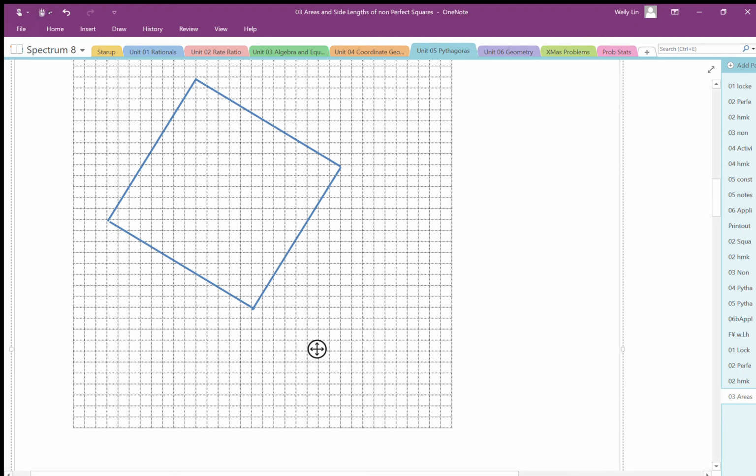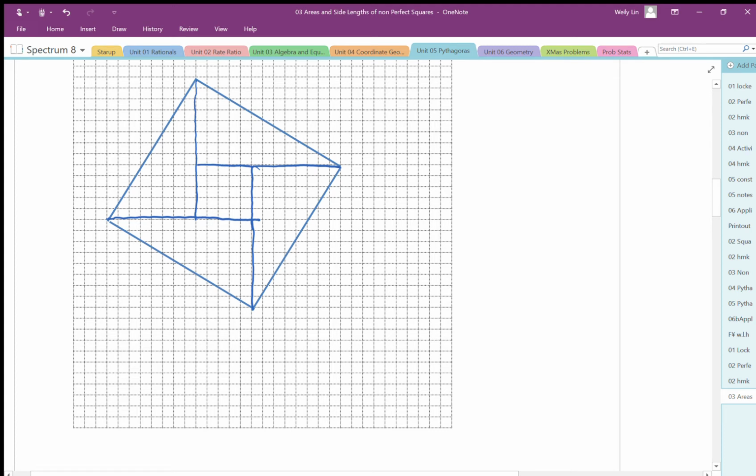So again, we're going to draw in our right triangles here. We're going to go from the vertex, and again, follow the grid lines. We're not going to go off the grid lines at all. Okay, all the way to this corner, and we're going to go along the grid lines again, all the way to the corner here. Follow the grid lines here, and again, all the way to the corner. Okay, and then we're going to follow that grid line all the way to the corner.